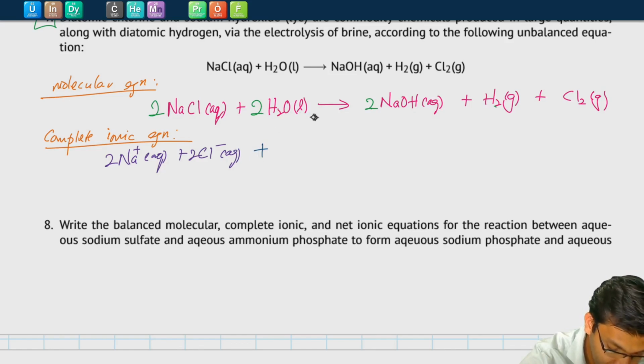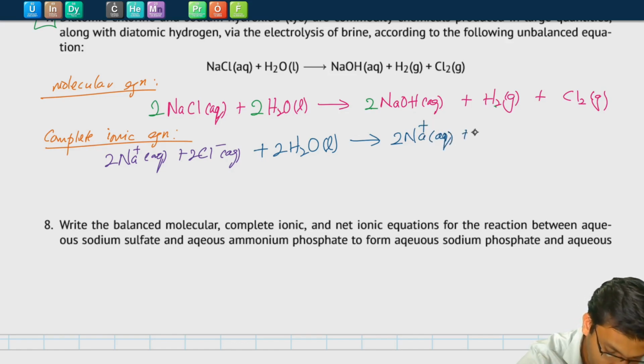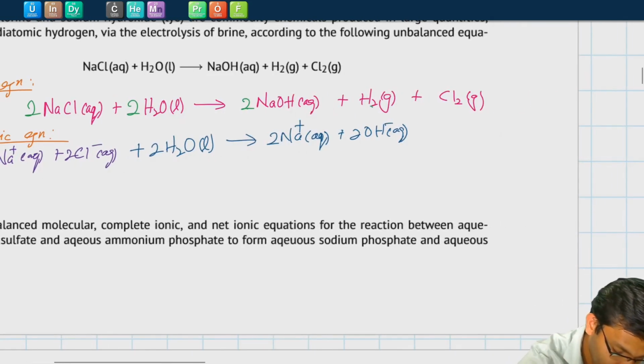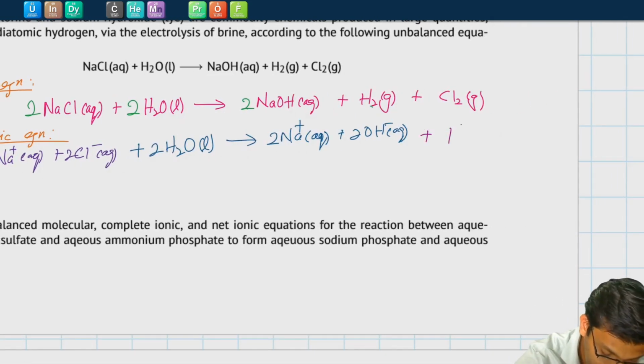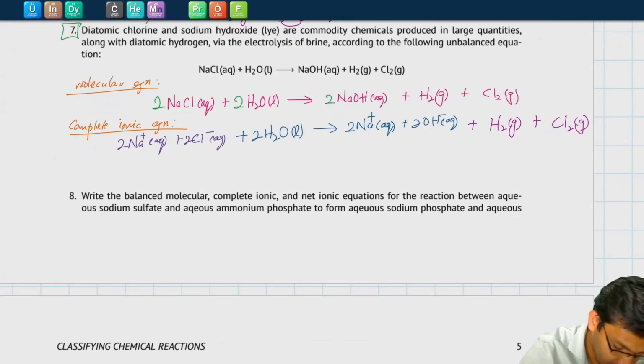Alright, 2H2O liquid, that doesn't break apart, so it remains 2H2O liquid. Goes to give us 2 NaOH aqueous, so that breaks apart into 2 Na+ aqueous plus 2 OH- aqueous. And then H2 gas is a gas, so it stays the same, and Cl2 is a gas, so it stays the same.